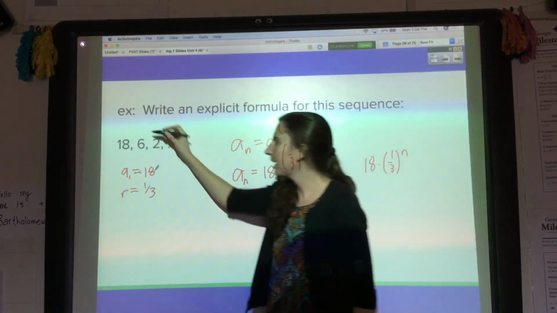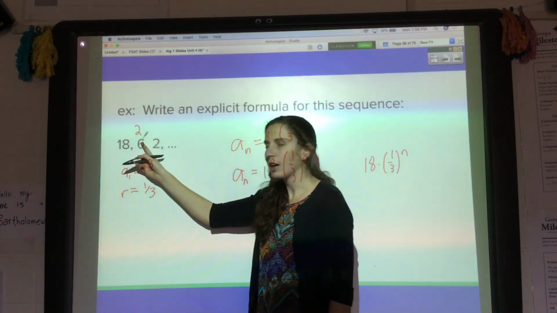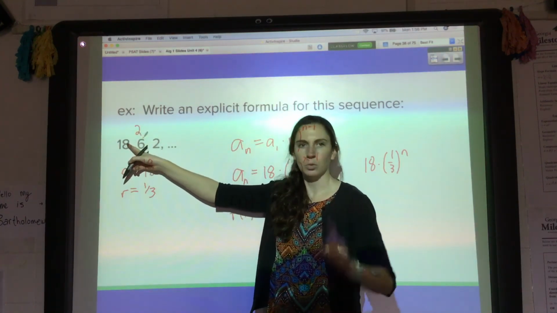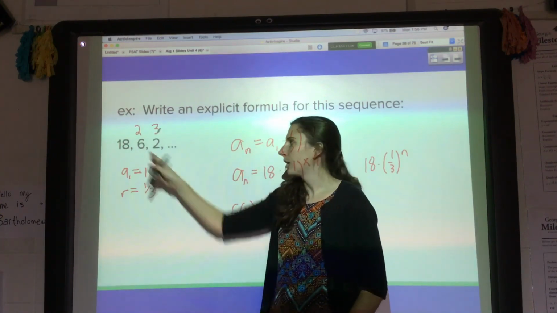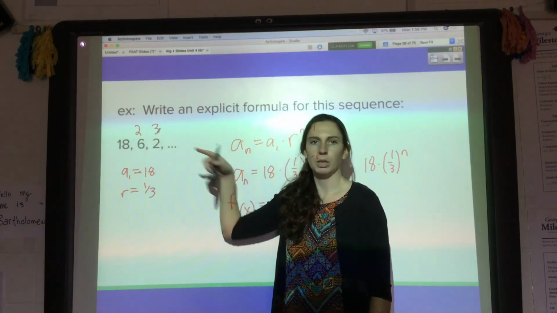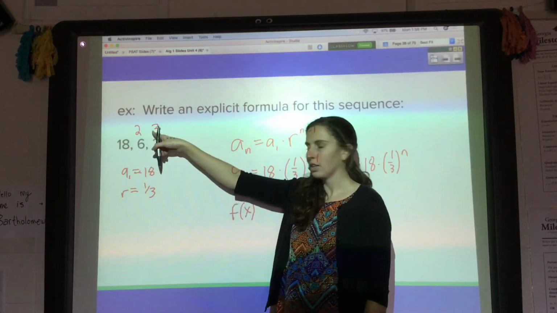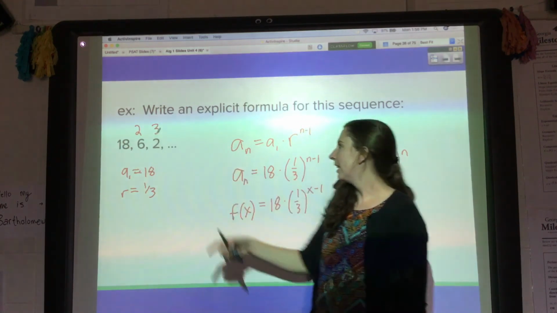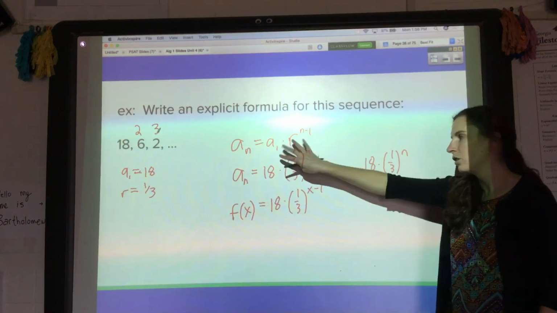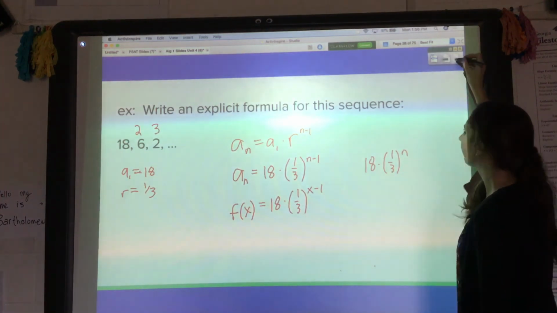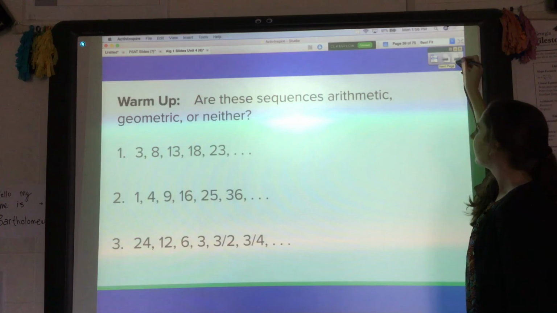So by the time I get to the second term, I only want to multiply by 1/3 one time. And by the time I get to the third term, I only want to multiply by 2 1/3s. Basically, it's always the term number minus 1, and that's where the n minus 1 is coming from. If you forget that, that's okay. Just use what's on your formula sheet. And I think that's it.